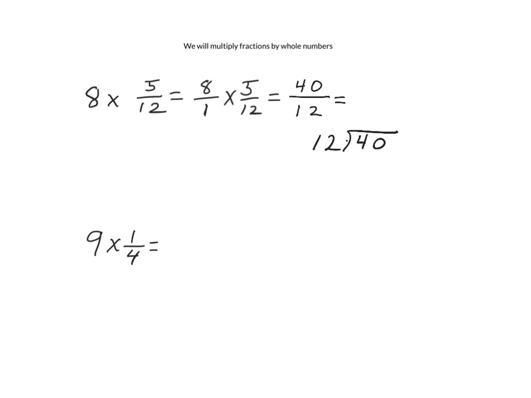So we go 40 divided by 12. 12 goes into 40 3 times. Then we multiply. 3 times 12 is 36. Then we subtract. 40 minus 36 is 4. And we represent the remainder as a fraction, so we write 4/12.